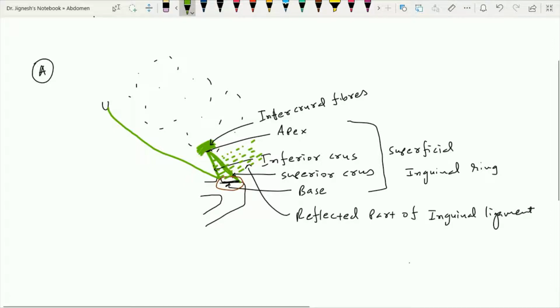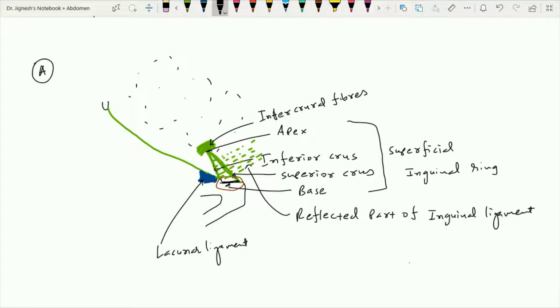Now when we see the medial end of the inguinal ligament, one more ligament is going to be formed, and this triangular ligament passes towards the pecten pubis, and this ligament is called the lacunar ligament, which we have also discussed already in our previous lecture. And the continuation of this lacunar ligament on the pecten pubis is called the pectinate ligament of Cooper. So this image is of the external oblique muscle.